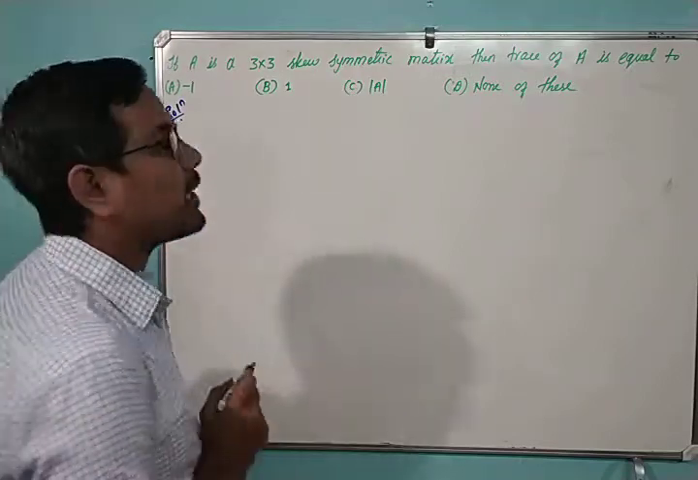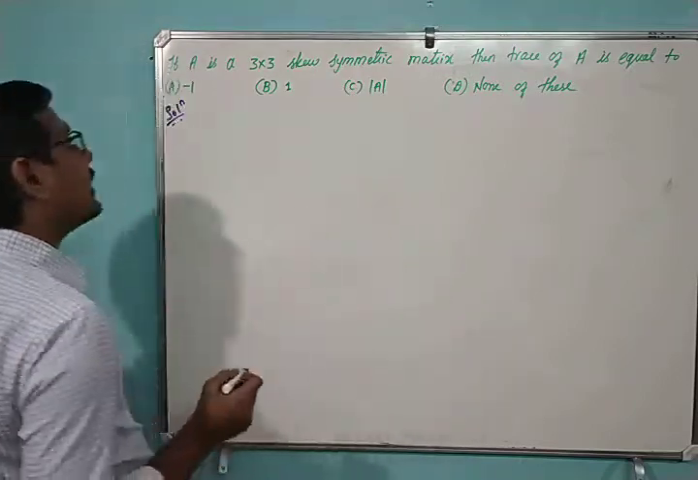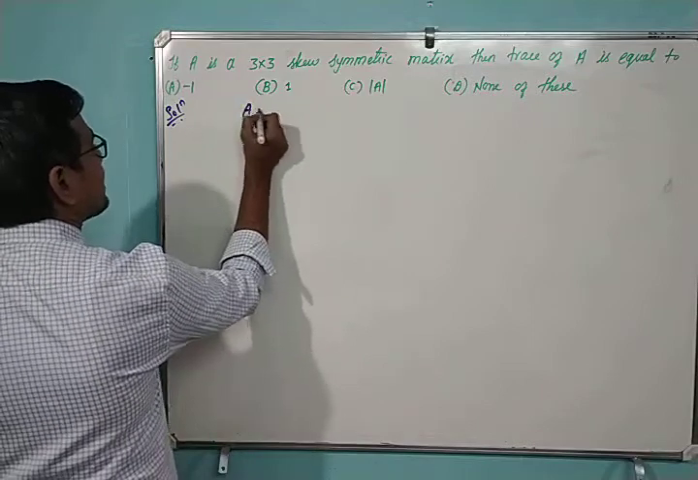Coming to its solution part, how to approach this one. A is a skew symmetric matrix. It is given.